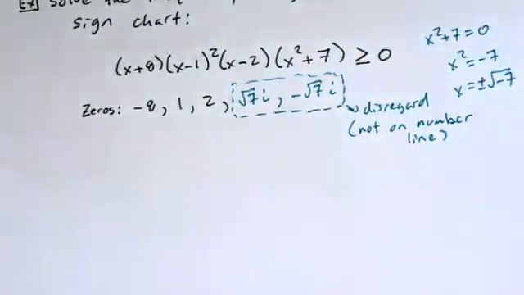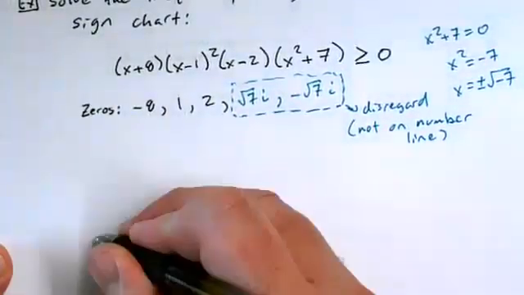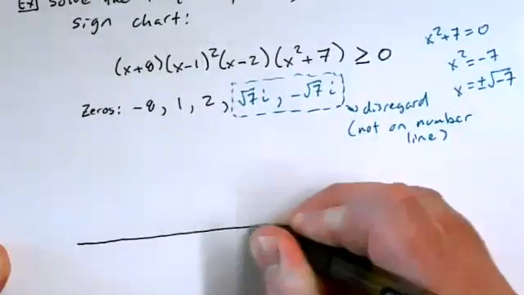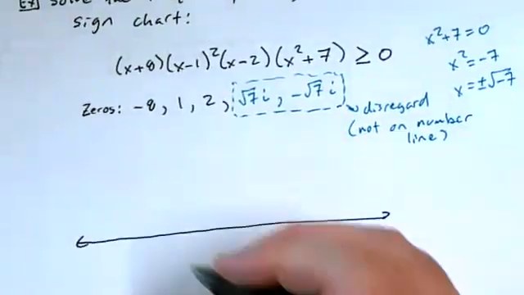Poles and zeros. All right, so let's draw our number line, and it looks like we only have 3 values to get on there: -8, 1, and 2. So it's going to be a little bit more complex than the last one we did, but not much. Make sure you leave some space above for us to do all our fun stuff.